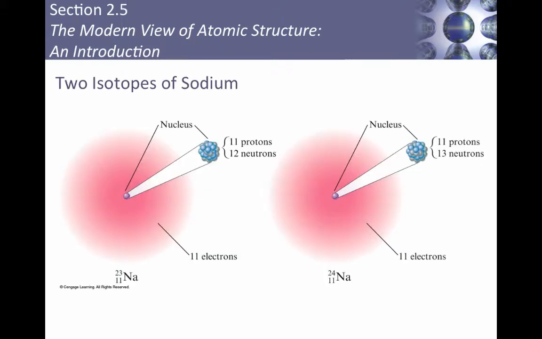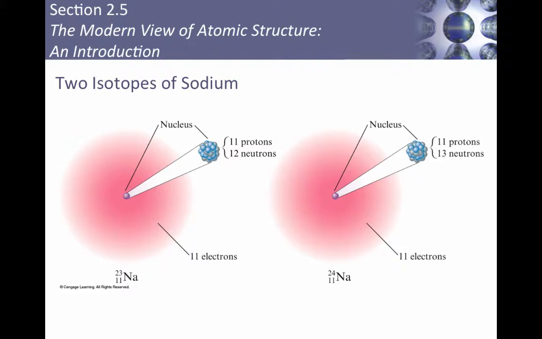All right, so here's just a little graphic to show you two isotopes of sodium. Our first isotope of sodium is going to have 11 protons in the nucleus because that's sodium. And our second isotope of sodium has 11 protons because remember, isotopes have to have the same number of protons. Change the number of protons, you've changed the identity of the substance. But when we compare the number of neutrons, we have 12 neutrons in this isotope, and we have 13 neutrons in the isotope on the right.